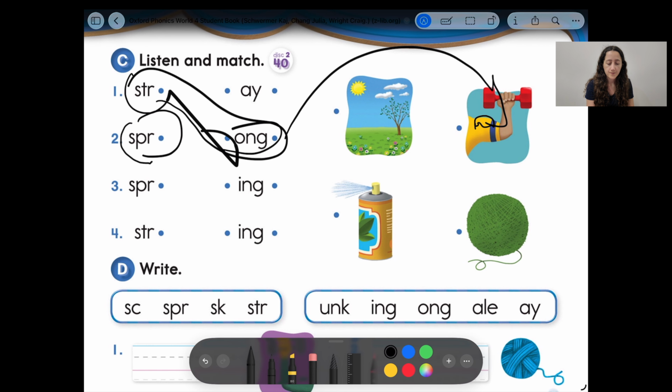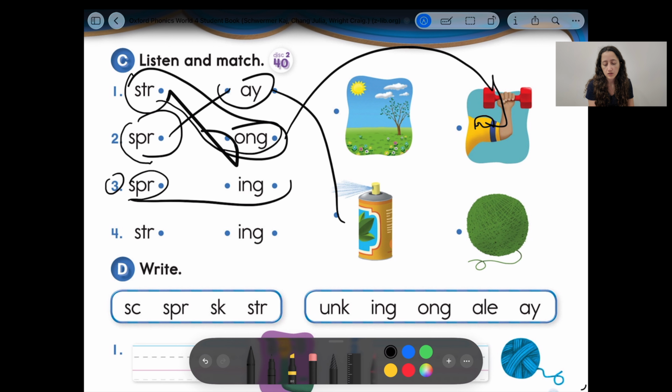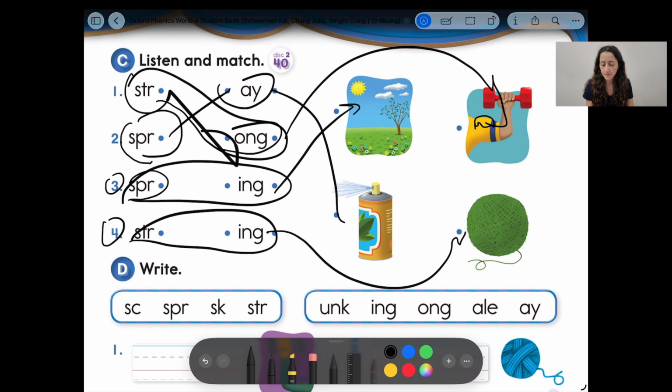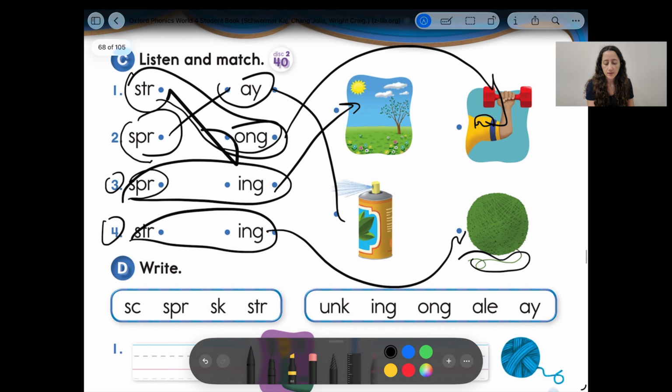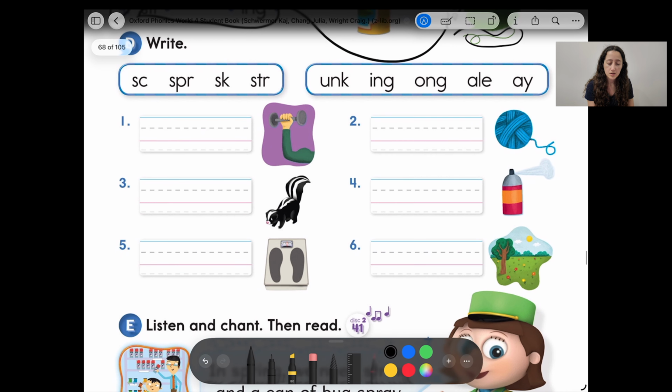Let's try this. Spray, oh, this is a spray. Number 3, we have spring, spring. And number 4 is a string. This is a string. Fine, now we need to write these words.